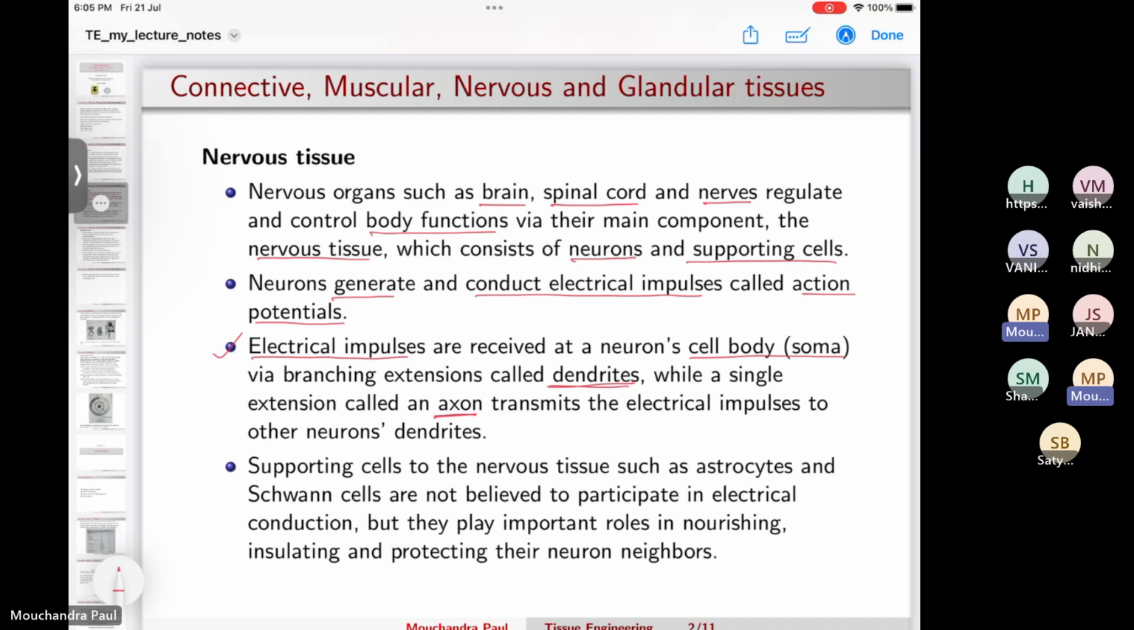There are various supporting cells. Neurons are the main cells of the nervous tissue, but for the functioning of these neurons, a few supporting cells are needed, like the astrocytes and the Schwann cells. These cells do not participate in any electrical conduction activity, meaning they are not involved in generation of action potentials, but they help in nourishing the neurons, like providing nutrients. They also insulate and protect the neuron from the neighboring environment. This is the role of the supporting cells.